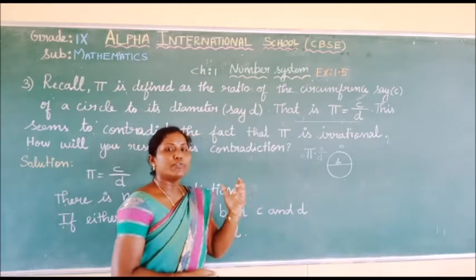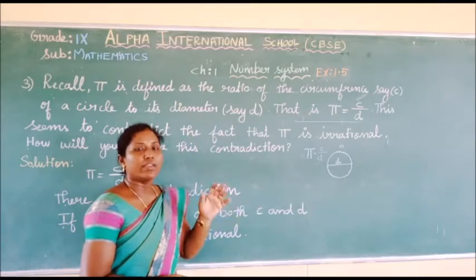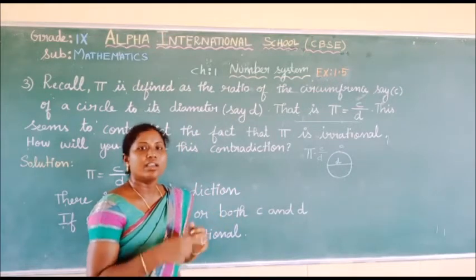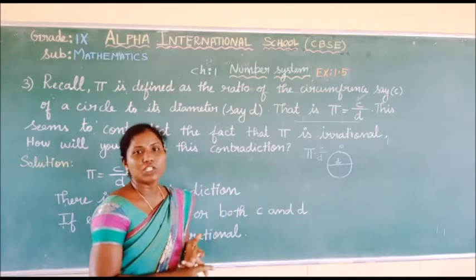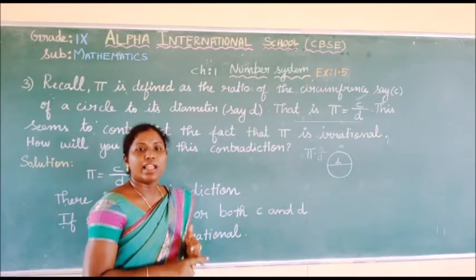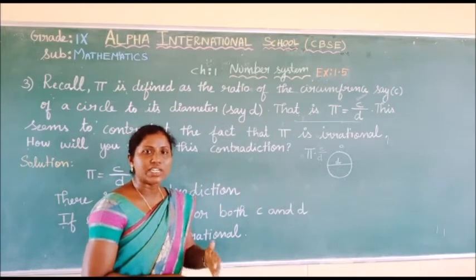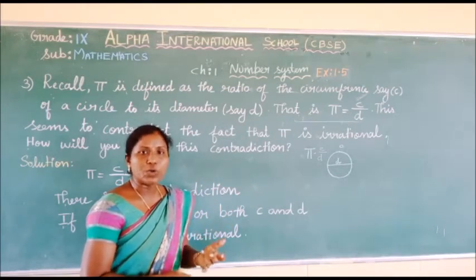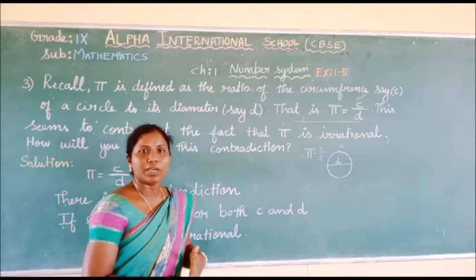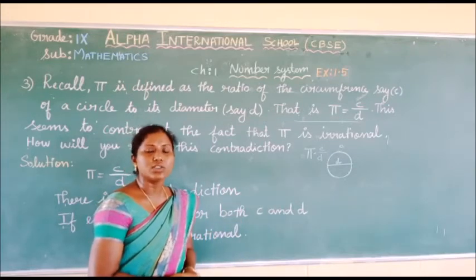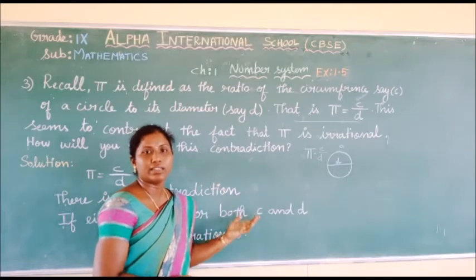For the first problem we solved, if any rational number is added with an irrational, the answer is irrational. A rational number subtracted with an irrational is irrational. Likewise, any rational number divided by an irrational is irrational. Also, if you divide two irrational numbers, again the answer is also an irrational number. So using this concept only, we are going to explain this.